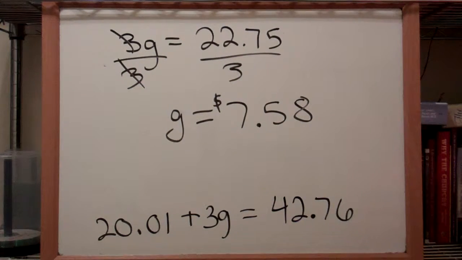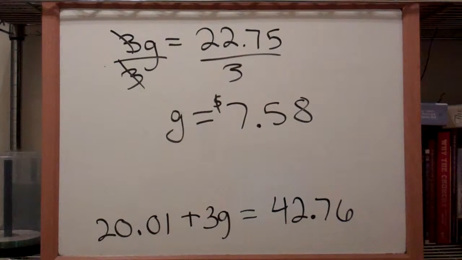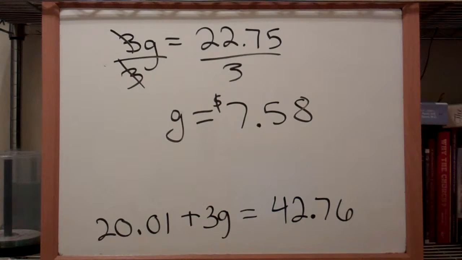So G represents the cost of 1 gallon of ice cream, and 1 gallon of ice cream, we say, is equal to $7.58. Part 2 will be on another video talking about numbers 22 and 23 on that review.